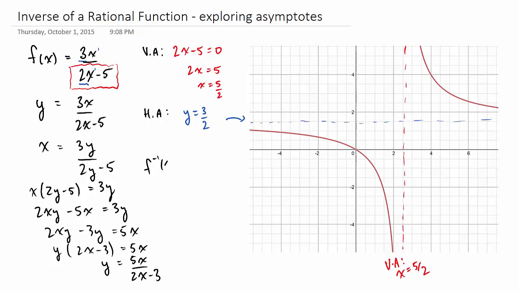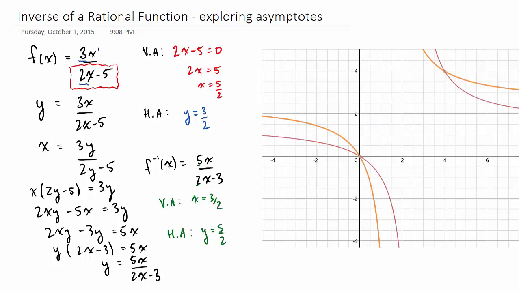And if we analyze this, we see that the vertical and horizontal asymptotes are actually just exact opposites of our original function. So now our vertical asymptote is 3/2, that's what our horizontal asymptote was before, and vice versa, the horizontal asymptote is now 5/2.